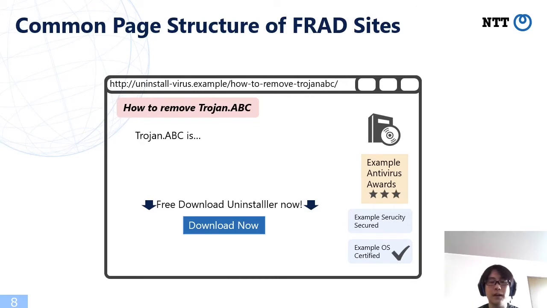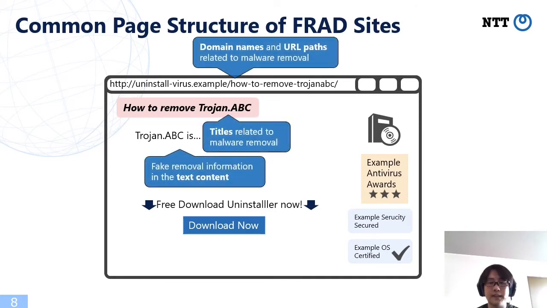Before I explain our methods, I briefly introduce the common page structure of fraud sites. Fraud sites often include a phrase related to malware removal in domain names, URL path, title, and text content. For example, how to remove malware from a PC and malware removal guides. And there are download buttons leading to fake AV software which fraud sites recommend.